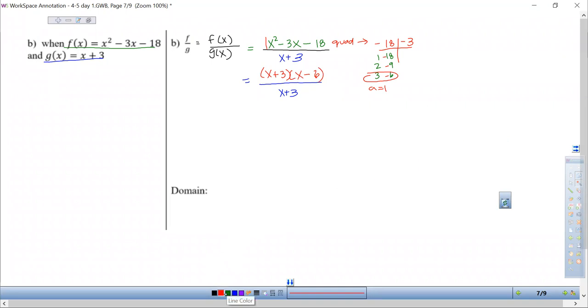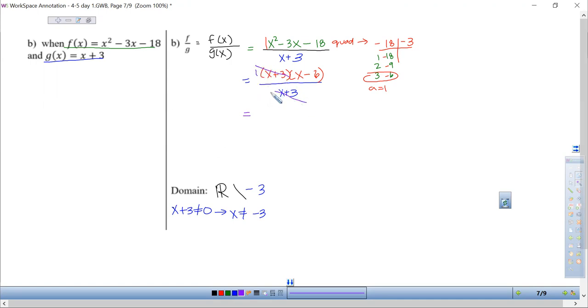Okay, so now let's look at our domain. Remember that the domain is all real numbers except the values that are going to make our denominator 0. Our denominator was only x plus 3, so if that can't be 0, that tells us that x can't be negative 3. So all real numbers except negative 3 is going to be our domain, because we are not allowed to divide by 0.